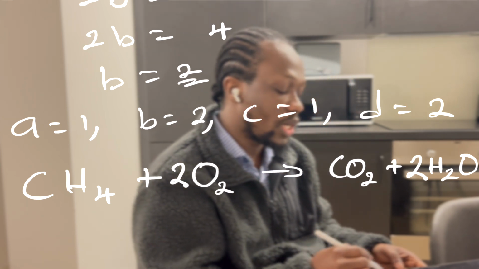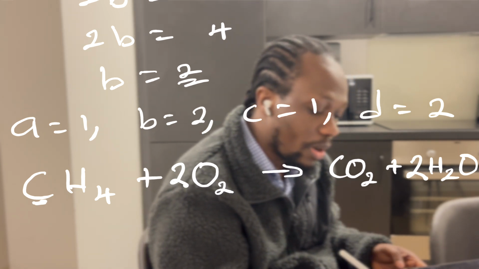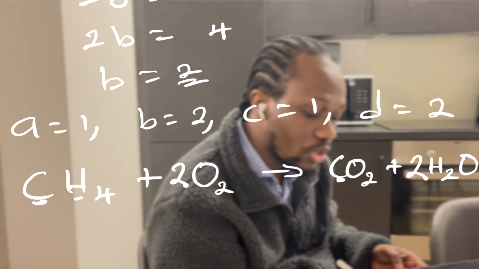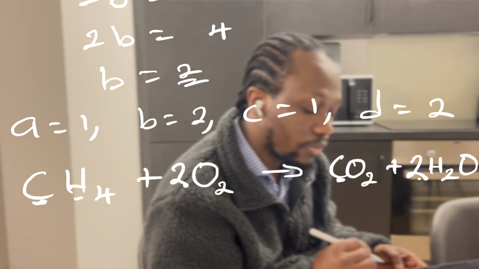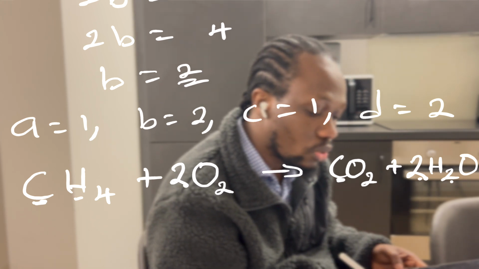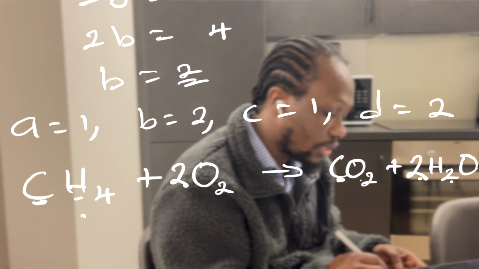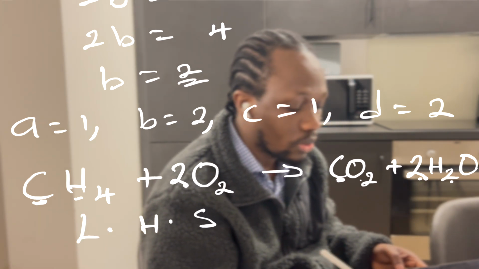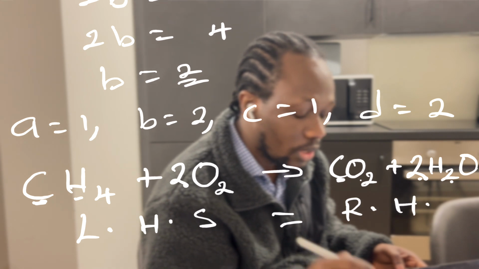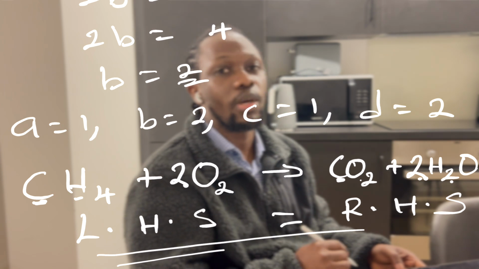So in this case, we can now see that the number of carbon here is 1. The number of carbon here is also 1. The number of hydrogen here is 4. The number of hydrogen here is also 4, 2 times 2, 4. The number of oxygen here is 4, and the number of oxygen here is also 4, 2 plus 2, which is 4. So we can now see that the left-hand side is equal to the right-hand side. So in this case, this equation is now balanced.